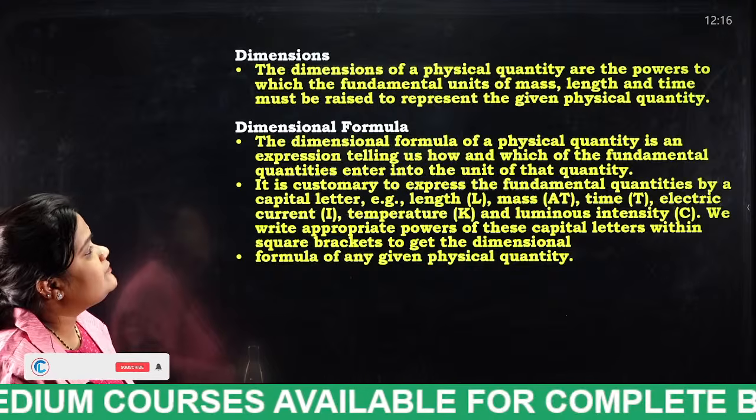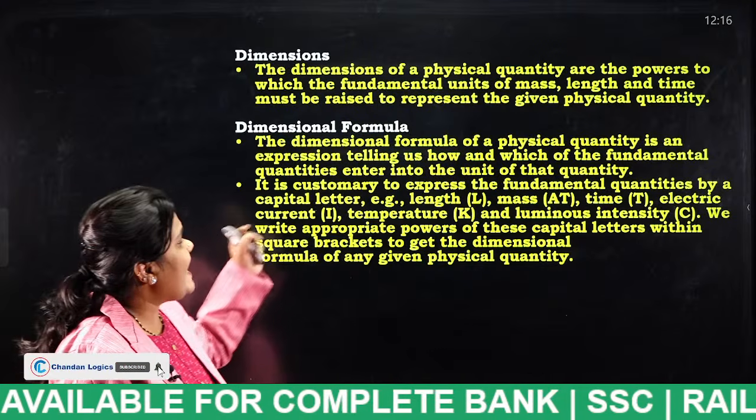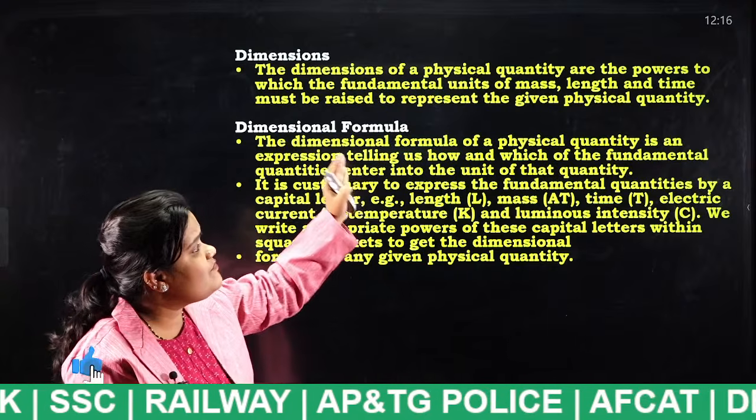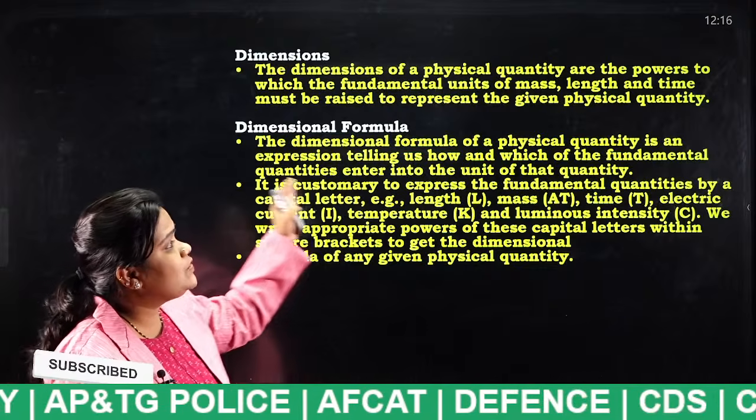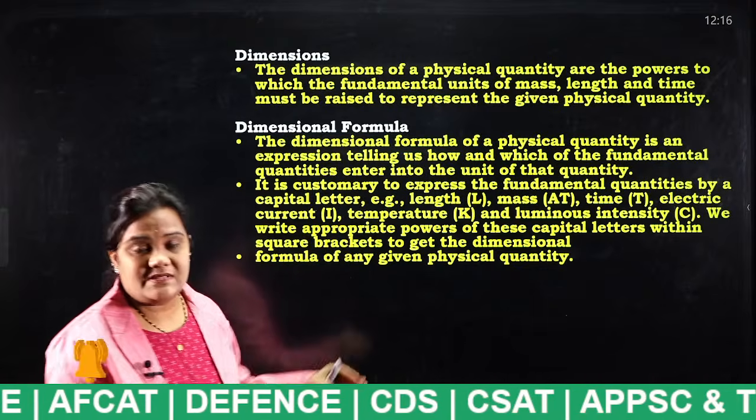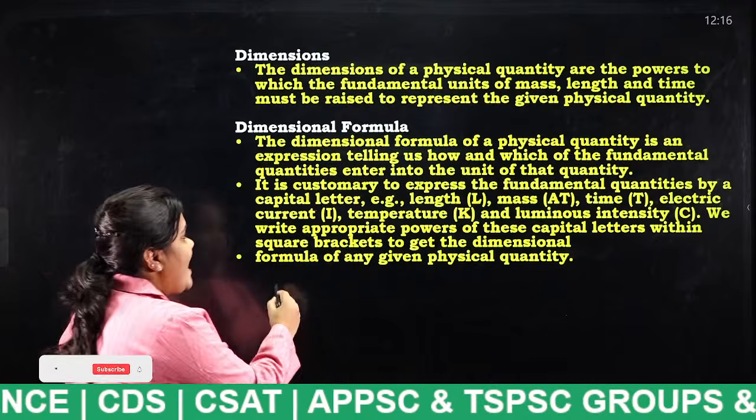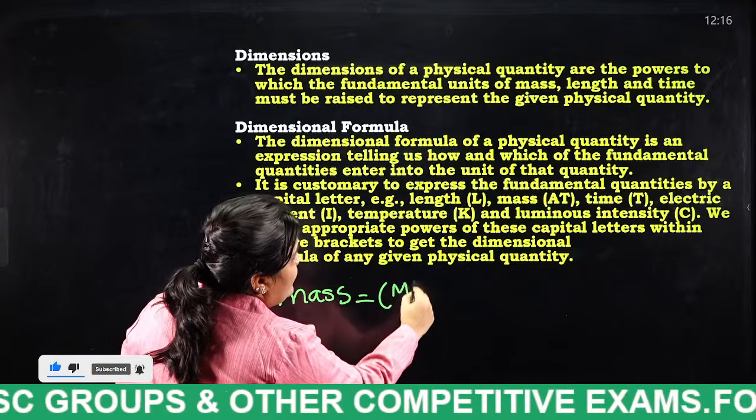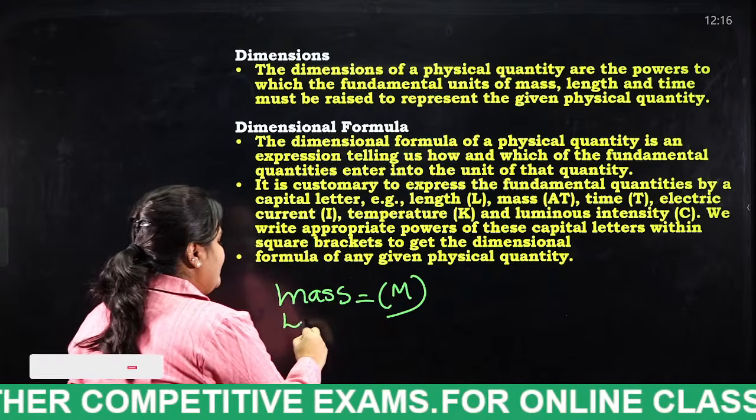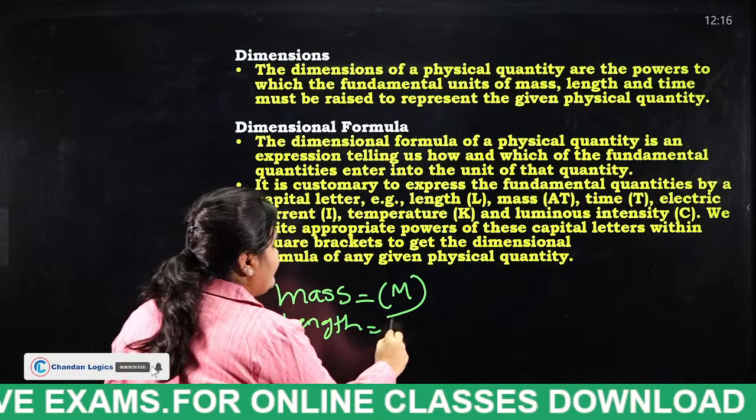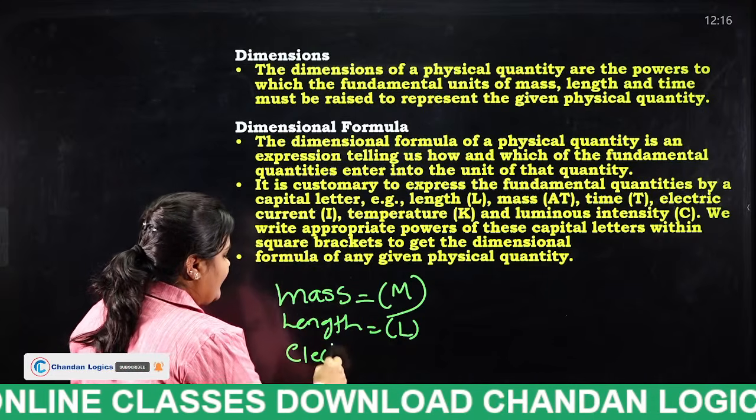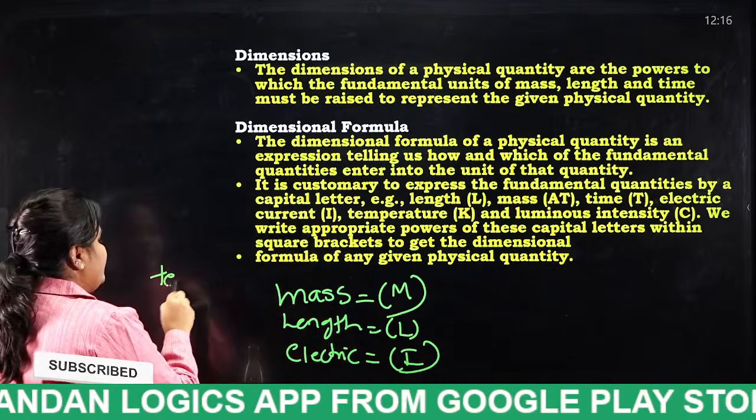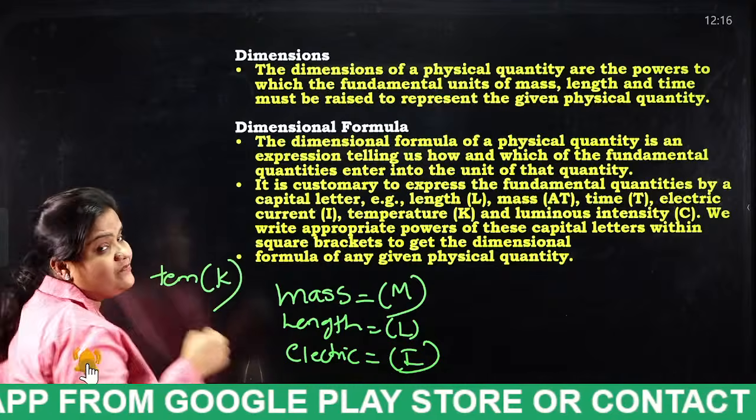Dimensions. The dimensions of a physical quantity are the powers to which the fundamental units of mass, length and time must be raised to represent the given physical quantity. Mass is denoted as M, length as L, electrical current as I, and temperature as K. These are the dimensional formulas.